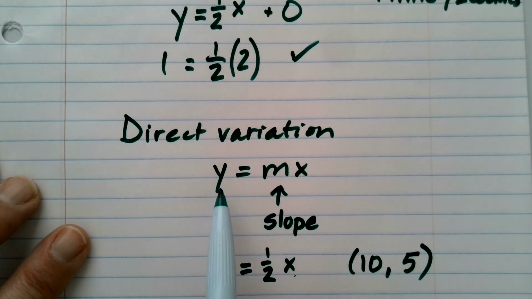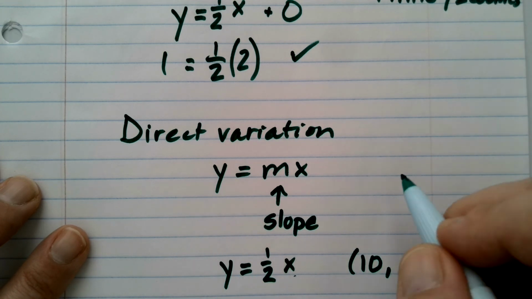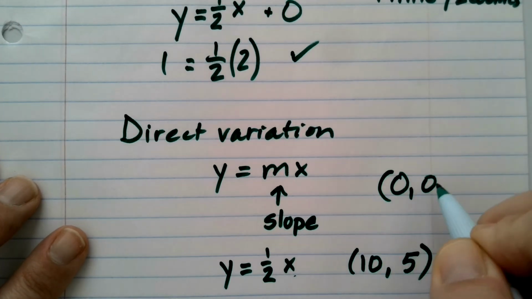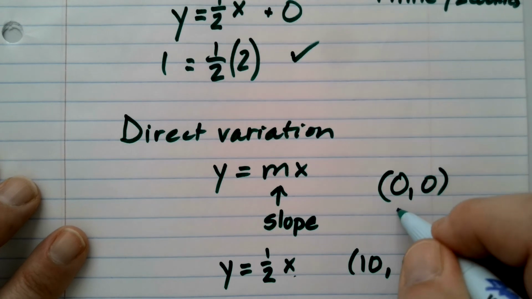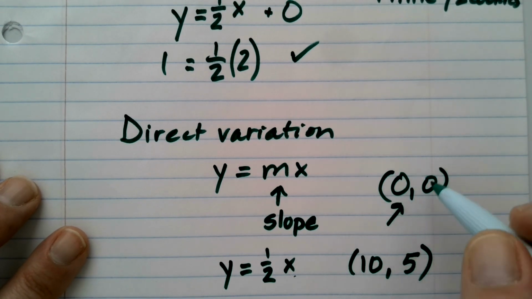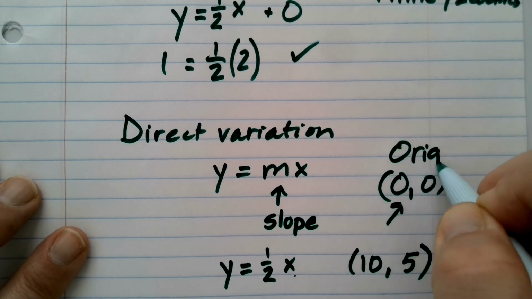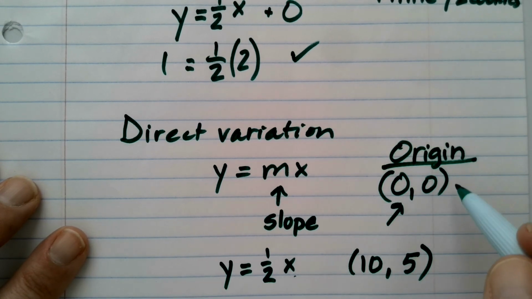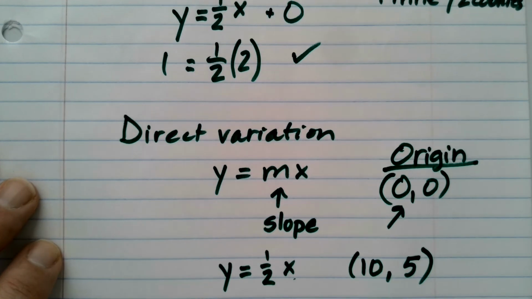Now this is y equals mx. That's your equation to show direct variation, and it passes through point 0, 0. This is critical as you do your homework. You have to know that for direct variation, it has to pass through the origin, which is also known as this point 0, 0. That's all you need to know for today.